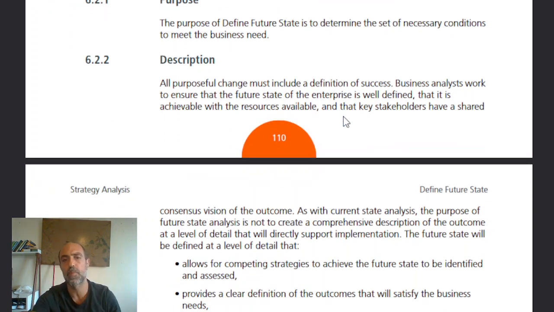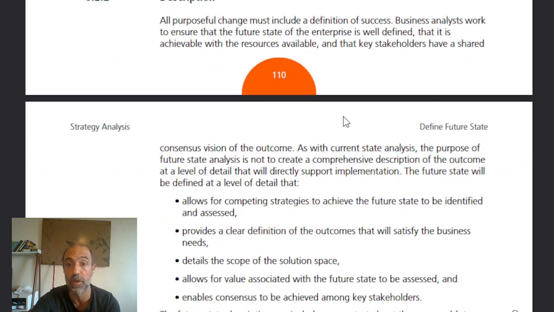The description: all purposeful change must include a definition of success. What is our goal? Business analysis work is to ensure that the future state of the enterprise is well defined, that it is achievable within the resources available, and that key stakeholders have a shared consensus vision of the outcome. I really want you to think of this as manifestation, because ultimately, what are we doing? We're manifesting the outcome, and we're setting everything in a way where the outcome is exactly how we want.